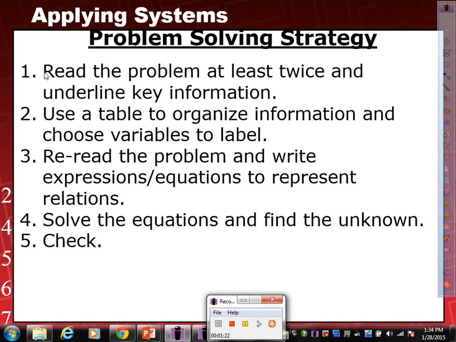So just to recap, step 1, read the problem at least twice and underline key information. Step 2, use a table to organize information and choose variables to label. Step 3, reread the problem and write expressions or equations to represent the relations. Step 4, solve the equation and find the unknown. Step 5, check. So, here goes the first example.